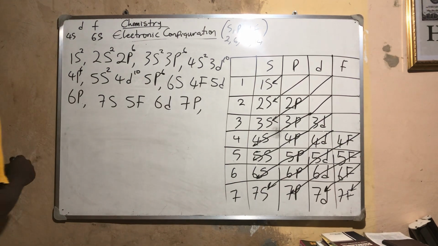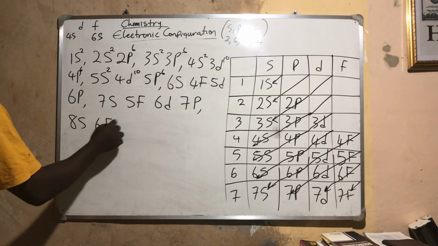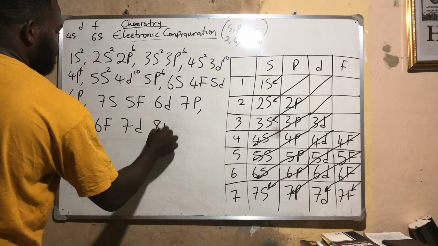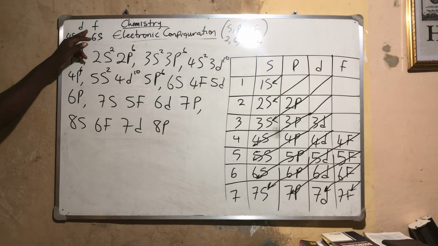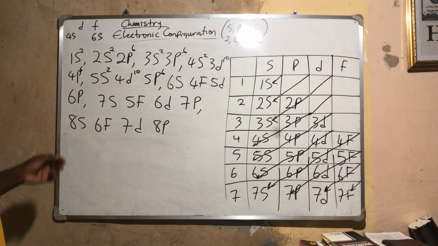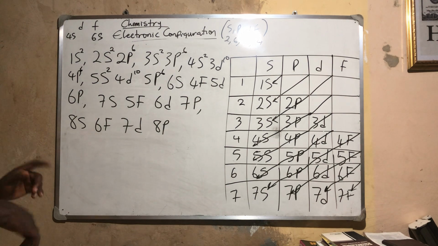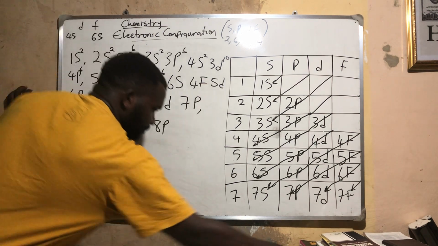What do you think the next one will be? 8s, 6f, 7d, and 8p. So you should know that D came in with 3, and it came in immediately after 4s. Then F came in with 4, and it came in immediately after 6s. Once you know this, you can now write the electronic configuration of any atom at all.